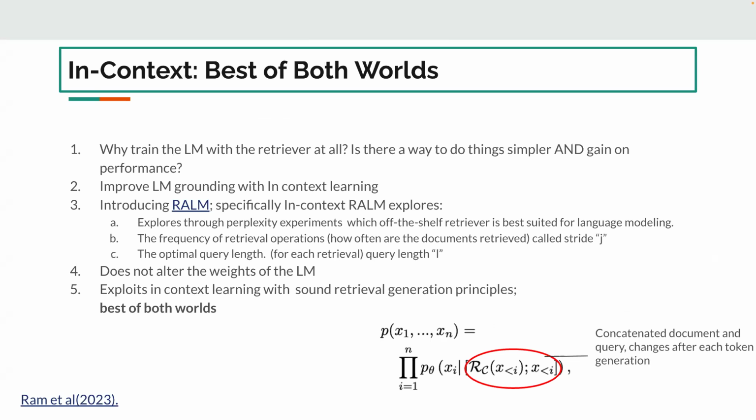Yes, the performance is determined on perplexity, but the generator or LLM is never retrained. The weights are never changed, which is the difference between this and the models we've been seeing till now.